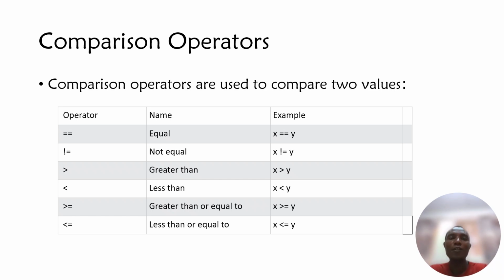So what about comparisons? On comparisons, this is what we have. Comparison operators are used to compare two values. We have equals, it means x is just the same as y. Not equal to, x is not equal to y. Greater than, that's what we've seen here. Less than, as it is. We have done all these in mathematics.